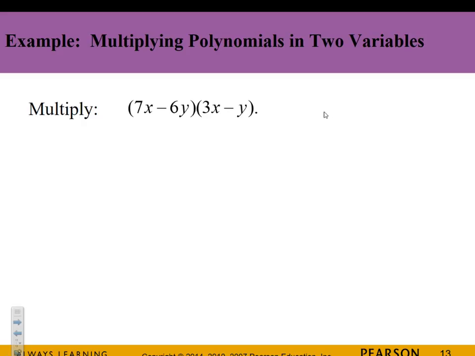So multiplying them. In this case, this is just FOIL, and hopefully you guys drilled and drilled and you can do them in your head. One thing that I like to do is just drill these things into you, so that you're doing that FOIL in your head, right? So this should just be 21x squared. This should be -7 minus 18, -25xy plus 6y squared.